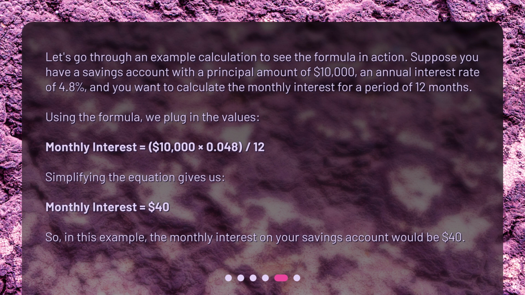Using the formula, we plug in the values. Monthly interest equals $10,000 times 0.048, divided by 12. Simplifying the equation gives us monthly interest equals $40. So, in this example, the monthly interest on your savings account would be $40.